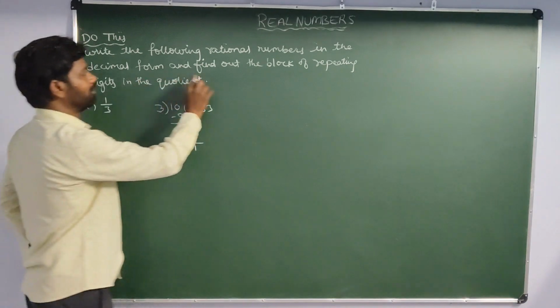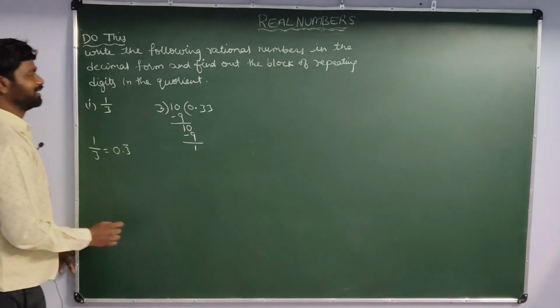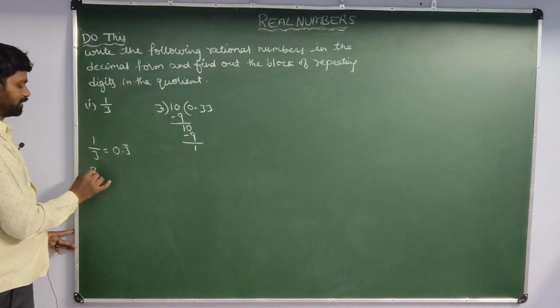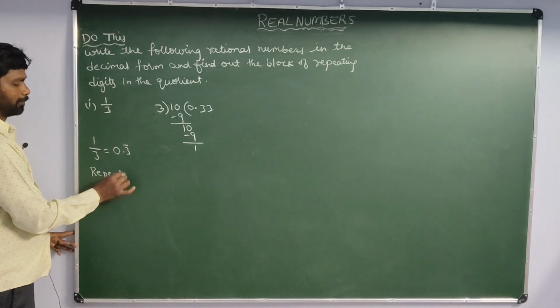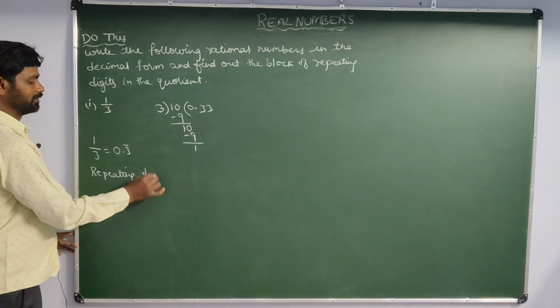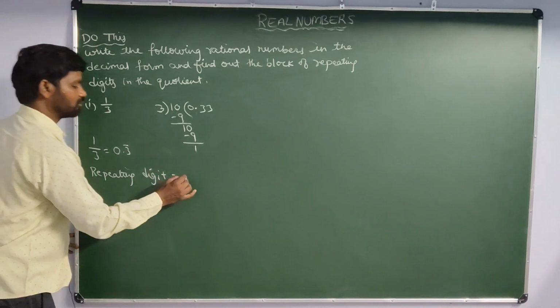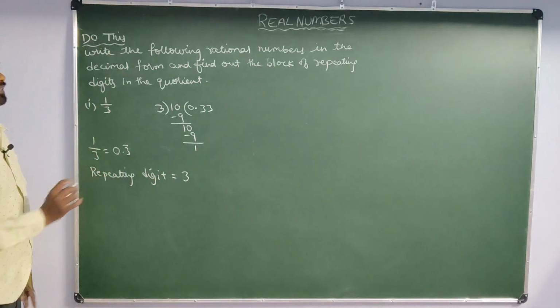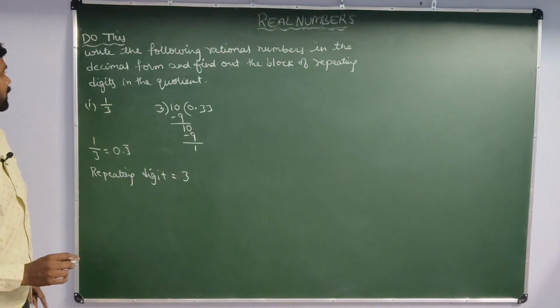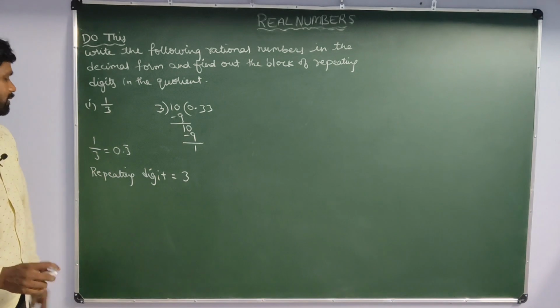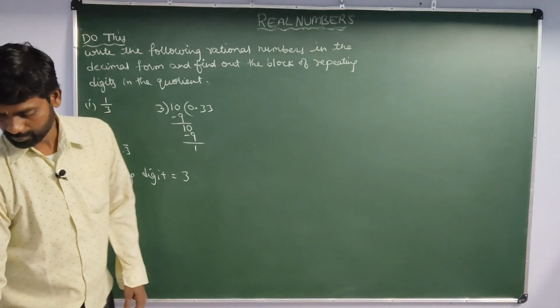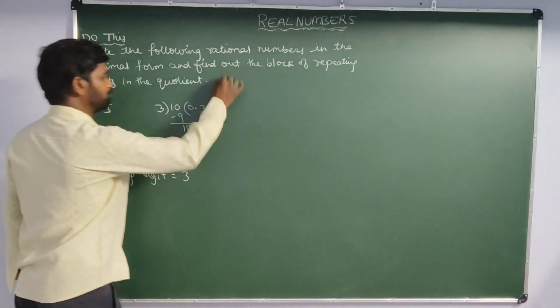So find out the block of repeating digits. What is the repeating digit? The repeating digit is 3. So that is the answer. The block of repeating digits in the quotient is 3. In the same way, next question.